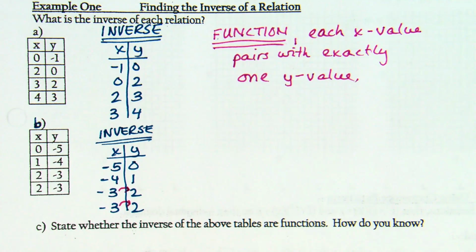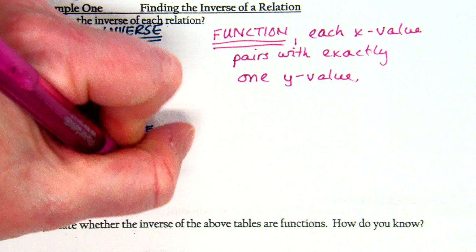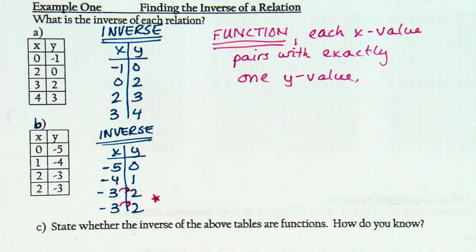Okay, it's kind of a tricky one. It's tricky on purpose, okay? In this case, what do you notice about negative 3, 2, and negative 3, 2? They are the same point, okay? So this right here, it still is a function, okay? It's still a function because each x value pairs with one y value.